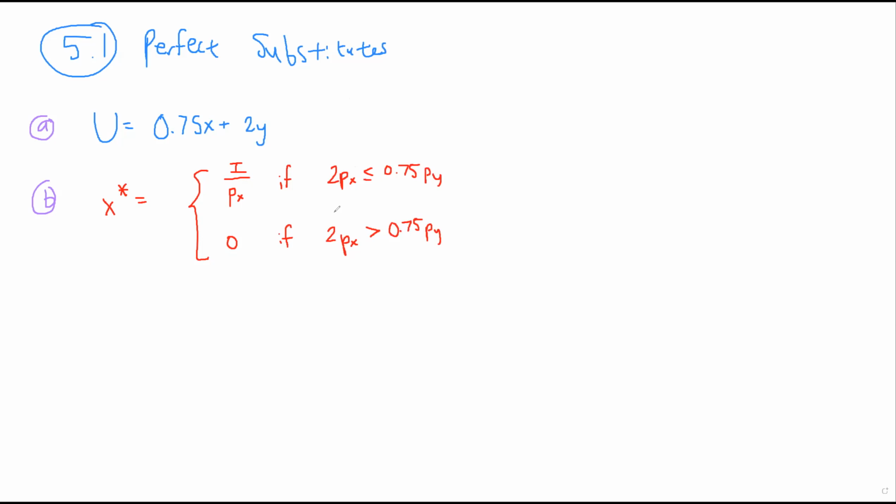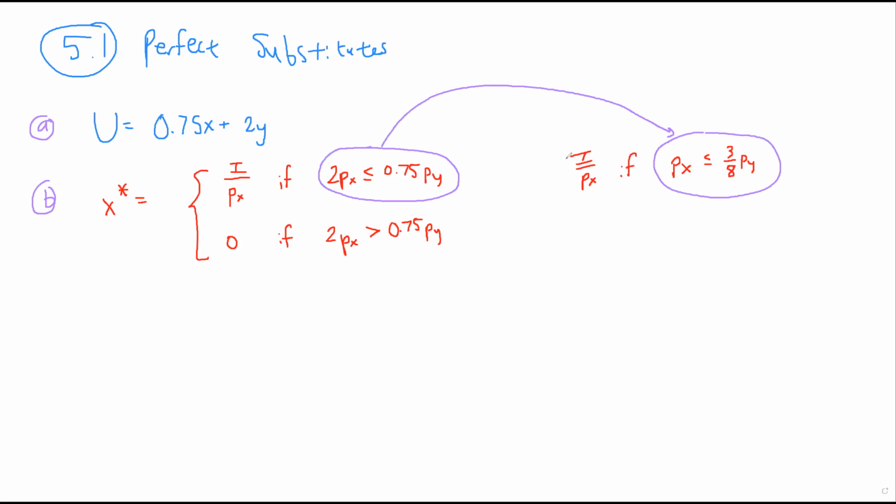Let's see. I over PX and then 0 if it's the other way around. They said, or the book says I over PX if PX less than or equal to 3/8 Y, or price Y. Hopefully you guys see that these are the same thing. This inequality is the same as this inequality. What have they done to both sides of this inequality to get this inequality? A very obvious thing have they done to go from the inequality on the left to this inequality on the right?